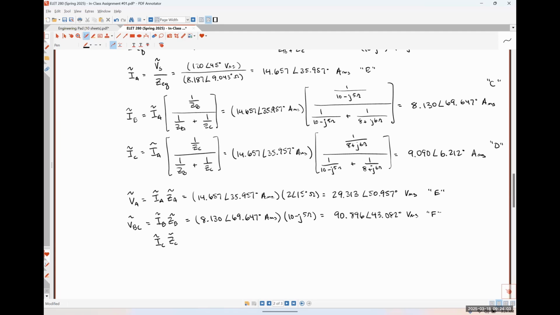All right, so now that we know all of these voltages and currents, how could we find the complex power absorbed by impedance ZA?